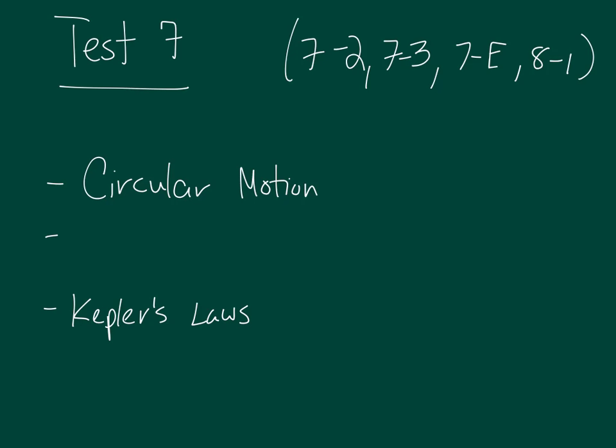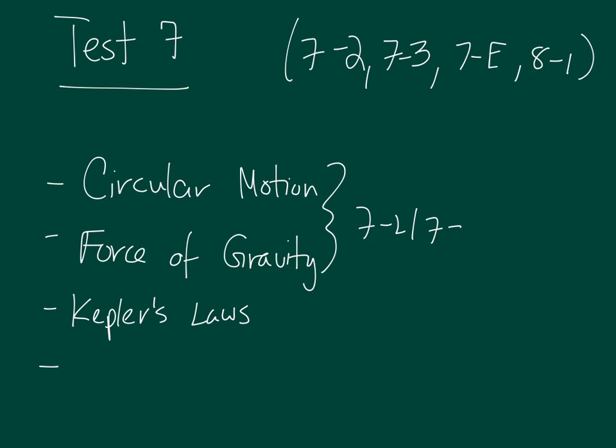Gravitational pull. Yeah, force of gravity. And this was the universal force of gravity, remember? Between any 2 objects. So this was 7.2 and 7.3. This is 7E.